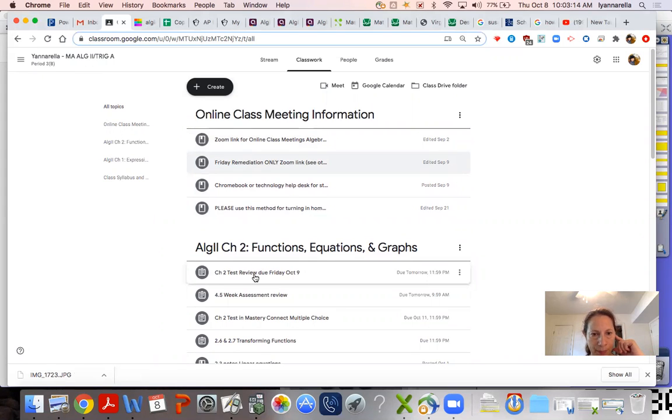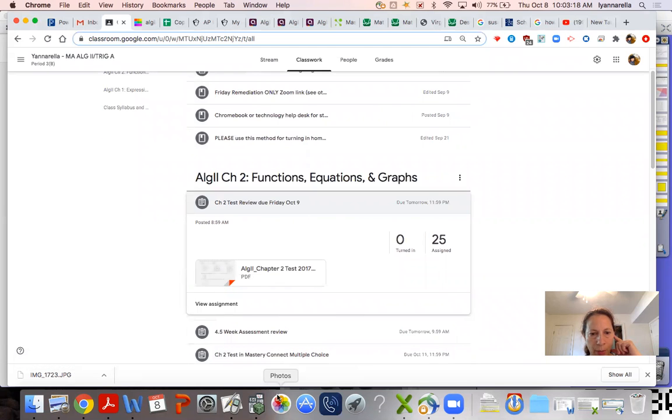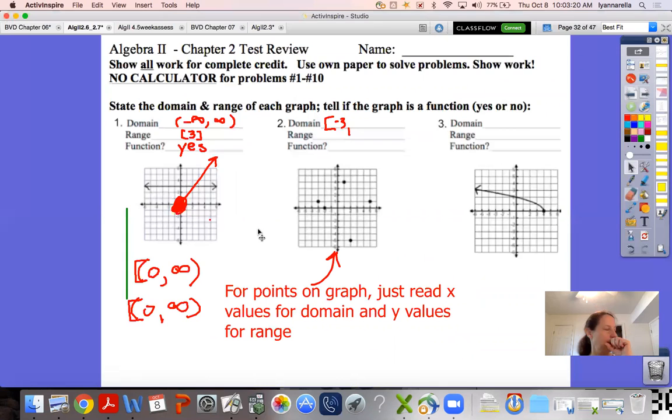So let me go over the Chapter 2 test review first. You can download it here, but I'm going to go over the questions. If I ask you for the domain of a function, you're going to remember to give me in interval notation. So in this particular function, it goes negative infinity to the left and positive infinity to the right. So you put the negative and positive infinities, and you put parentheses because you cannot say infinity is a point in space.